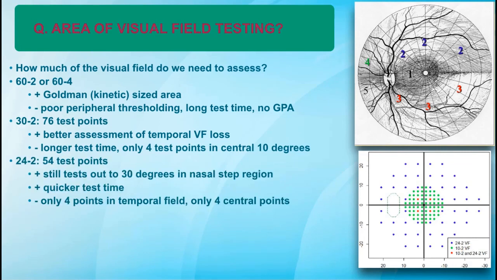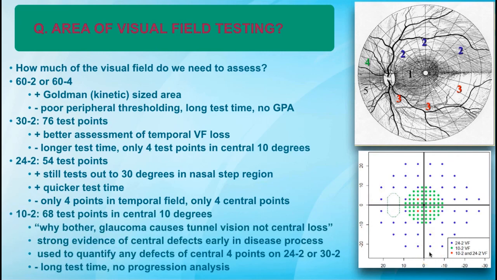The 24-2 is another very commonly used visual field test. Tests 24 degrees around and 30 degrees out into the nasal step area, which represents the temporal retina. It's a little bit quicker than the 30-2. It runs about 5 minutes or so, 5.5 minutes with SITA Standard. So definitely quicker test time. Again, the same problem. It only tests 4 central points and it only tests 4 points temporal to the optic nerve, while the 30-2 does, I think, about 8 points.